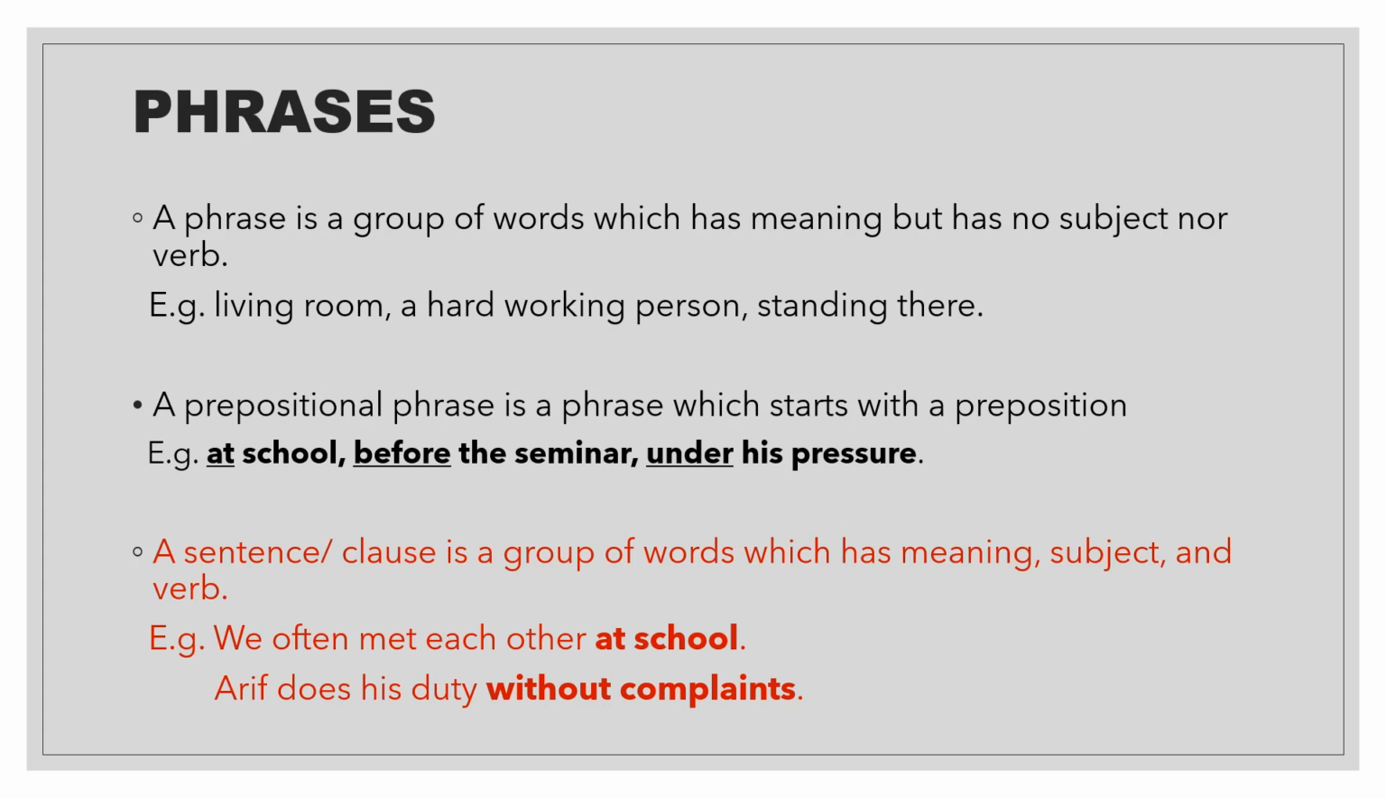Phrases. What is a phrase? A phrase is a group of words which has meaning but has no subject nor verb. For example, living room, a hard-working person, standing there. Living room contains two words and it has meaning. A hard-working person consists of 4 words, and this unit is a phrase because it has a meaning. And also standing there has 2 words which has a meaning.